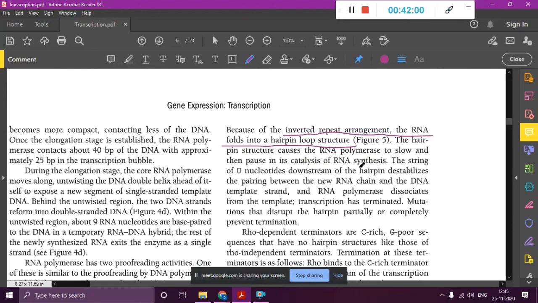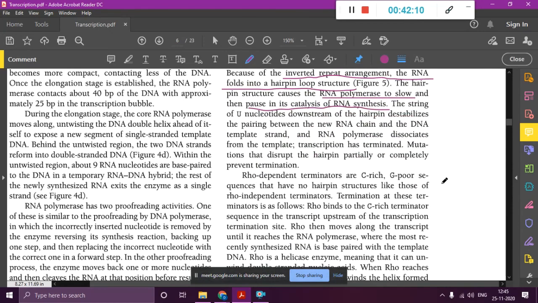Now what happens? The hairpin causes the RNA polymerase to slow and then pause in the catalysis of RNA synthesis. So then it stops. The string of U nucleotides downstream of the hairpin destabilizes the complex, and the RNA polymerase dissociates from the template. It leaves the DNA, and the transcription ends.